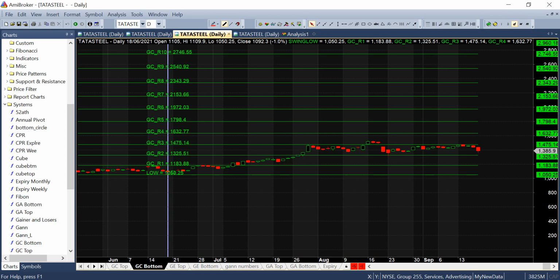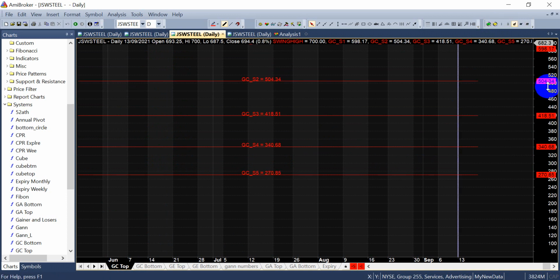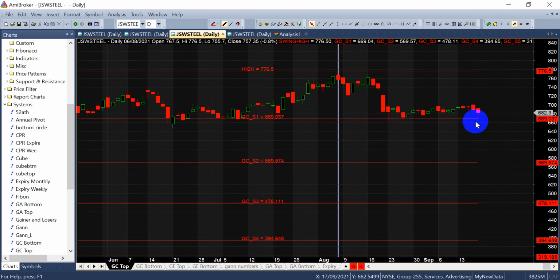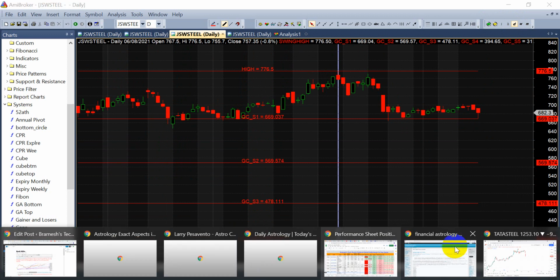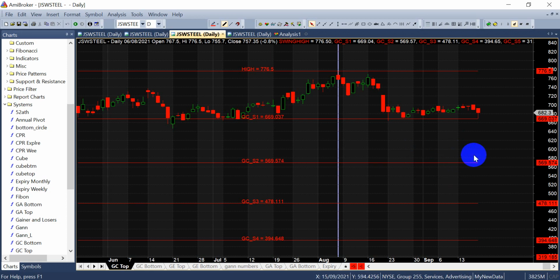Now, a few more examples, like JSW Steel. It also had a deep correction today. Today was an important date for JSW Steel also. On the daily chart, it made a top here. 669 was an important level. Today's high was exactly 669, and from there the stock has corrected deeply, all the way to 628. I'm looking for a first target of around 610. If that is breached, then 569.